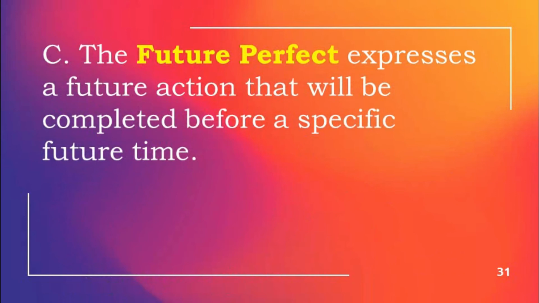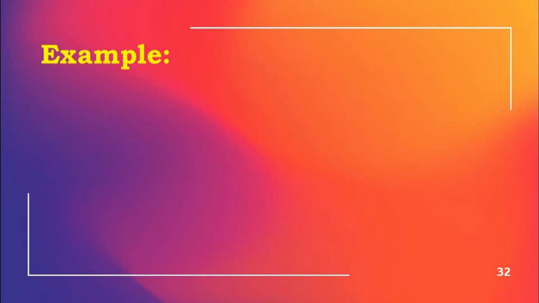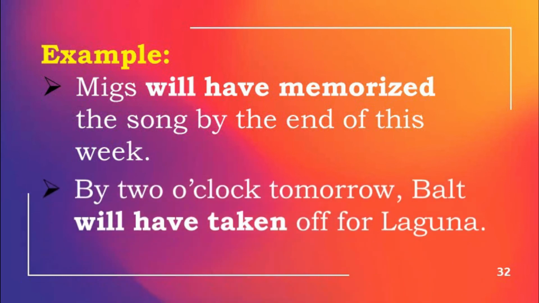Letter C. The future perfect expresses a future action that will be completed before a specific future time. Remember, use will or shall plus have plus past participle of a verb. Example, Migs will have memorized the song by the end of this week. By 2 o'clock tomorrow, Balt will have taken off for Laguna.